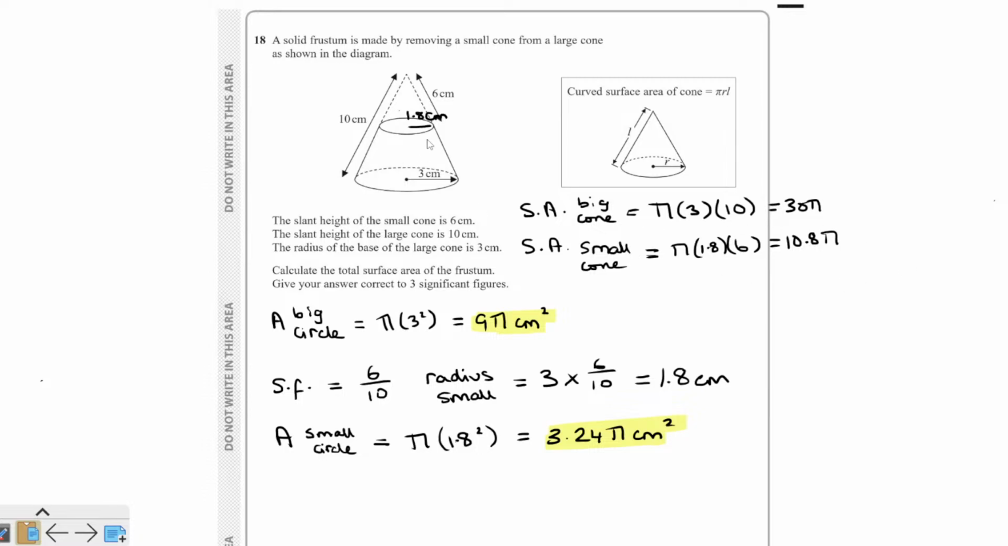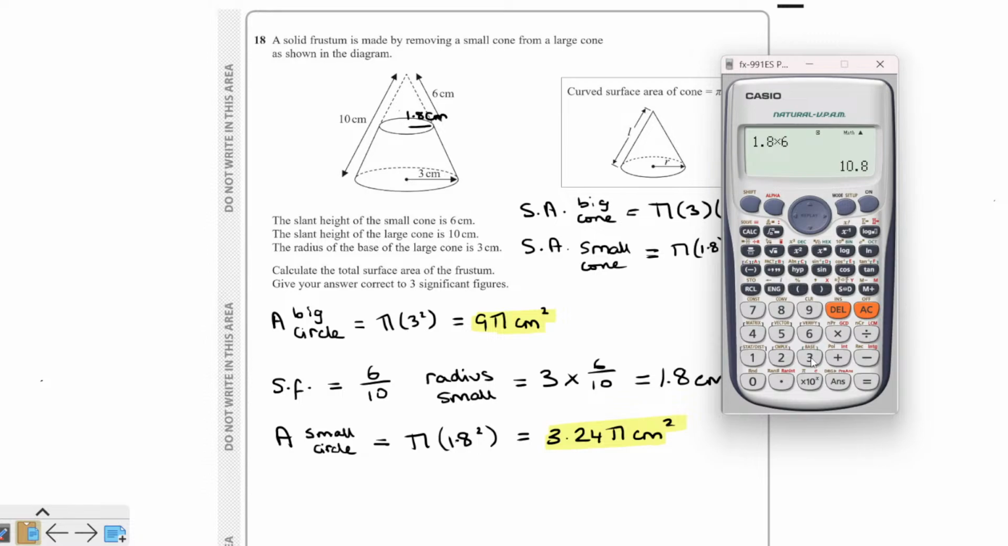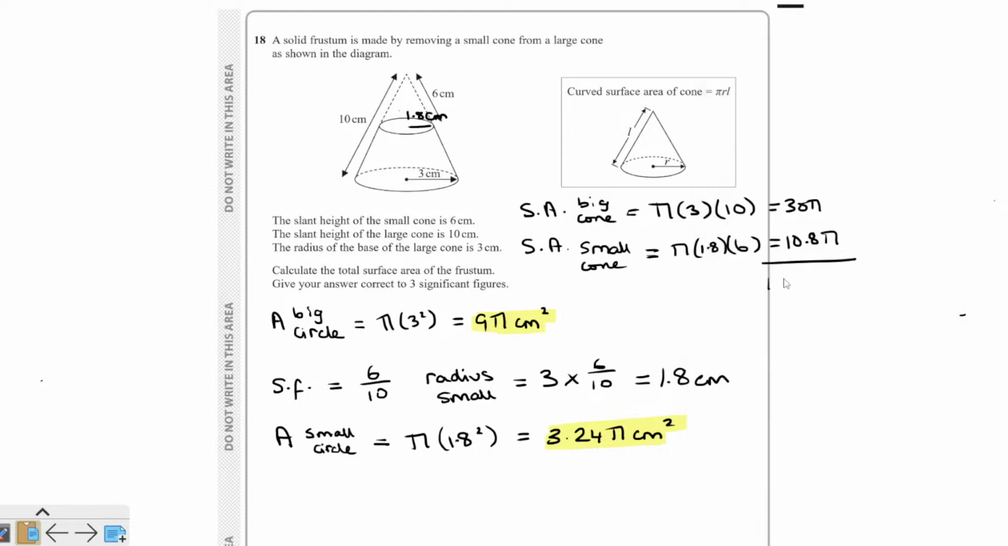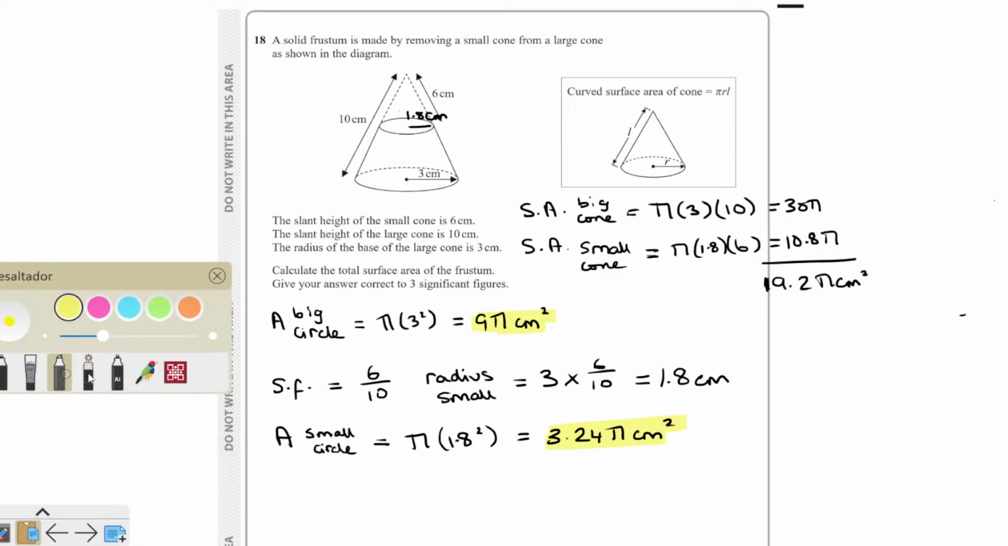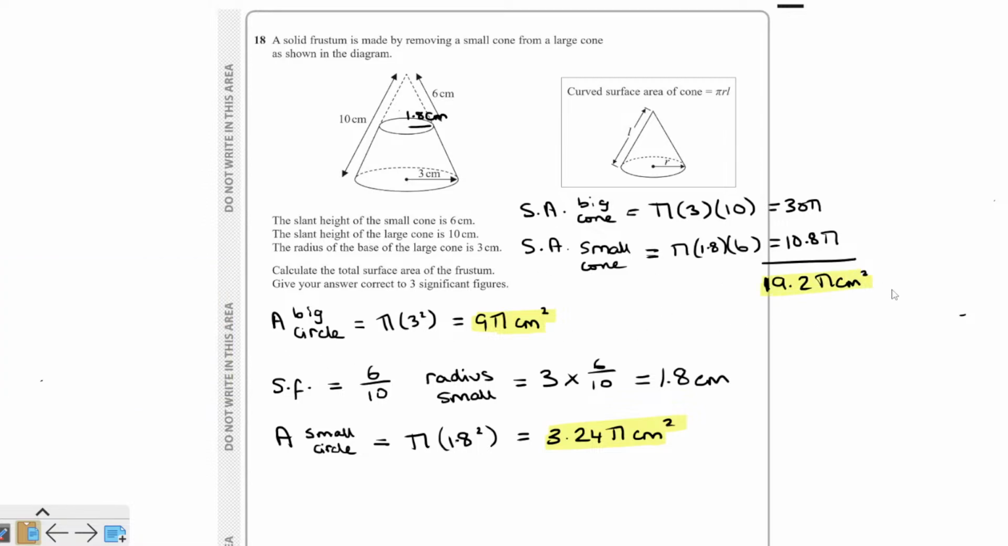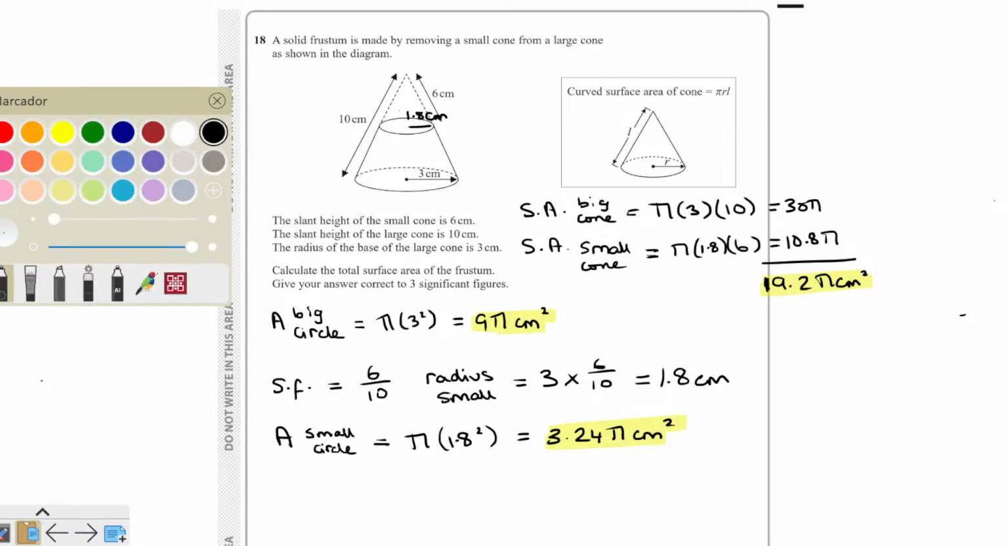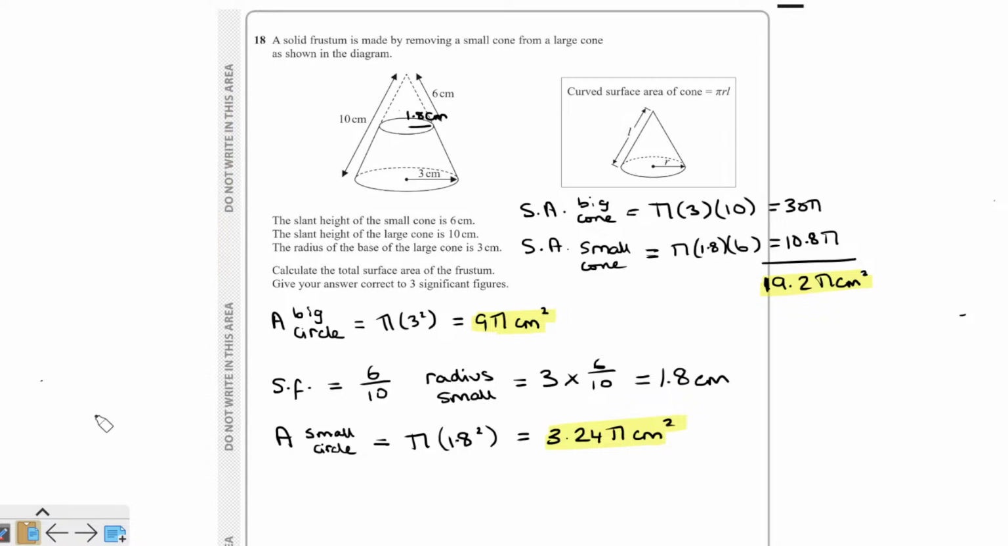And then do you see how we just said I just need to subtract this bit, don't I? So I'm going to take those away. So it's effectively 30 minus 10.8, and then we stick the pi on at the end. So 19.2 pi. That's our third bit, isn't it? That's the curved surface area of just the frustrum. So there's a lot there. There's a lot of working. You almost forget what the whole point of the question was.